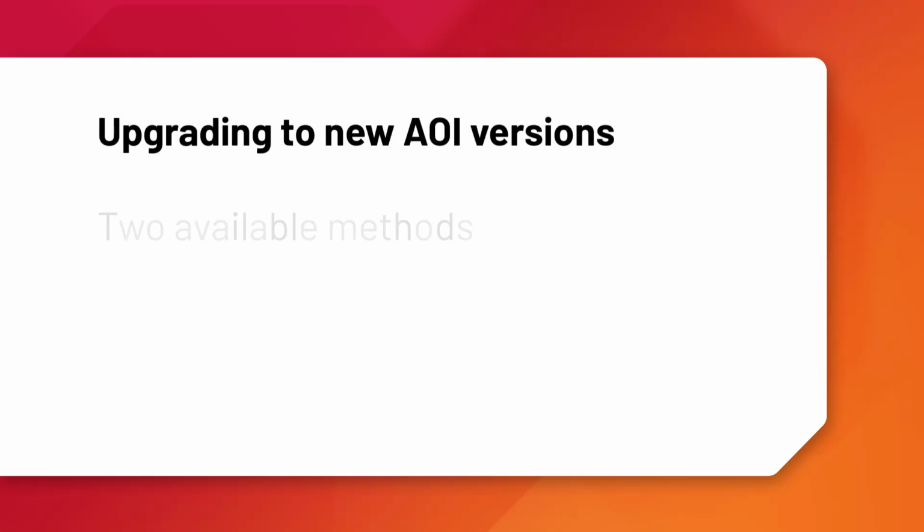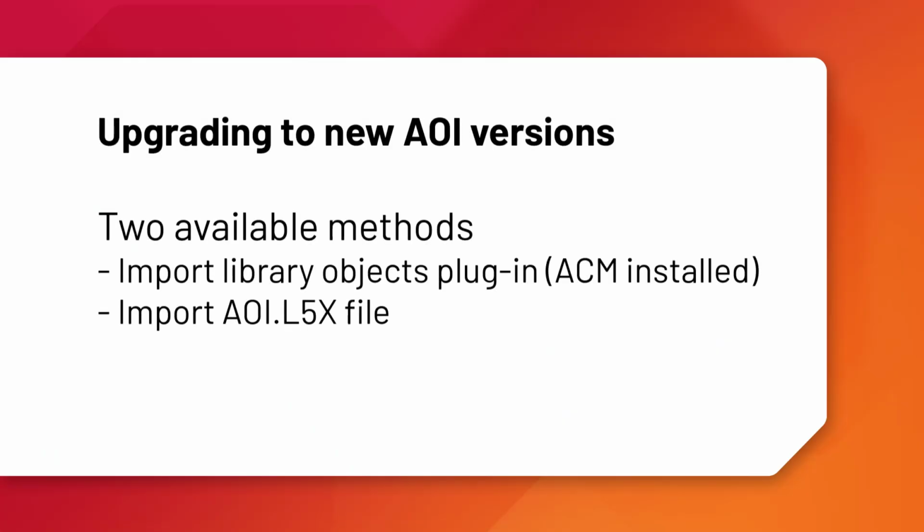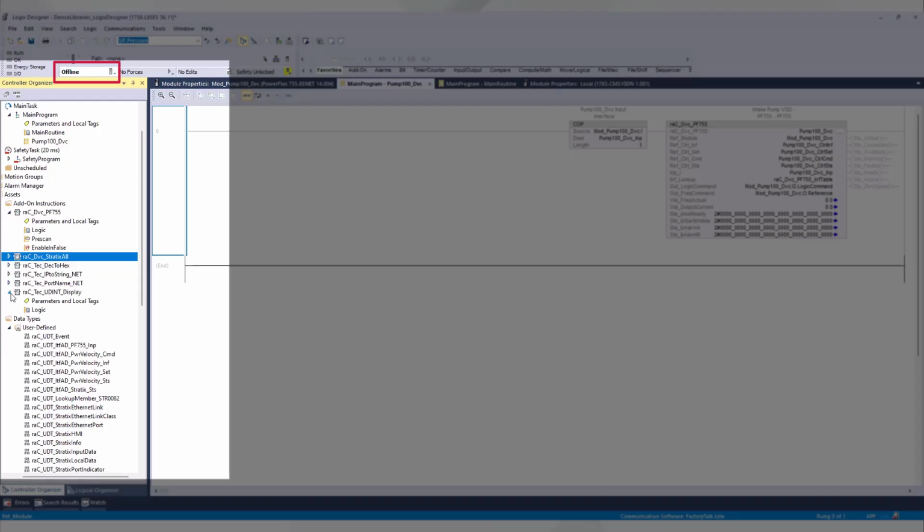Before we wrap up, just a few notes on library object upgrades. New versions of device libraries are regularly released, and in some cases, you may want to migrate your existing AOIs to newer versions to take advantage of new features or to address anomalies. You can do this either using the Import Library Objects plugin with Application Code Manager installed, or by importing the provided AOI L5X file. With both methods, the controller needs to be offline.